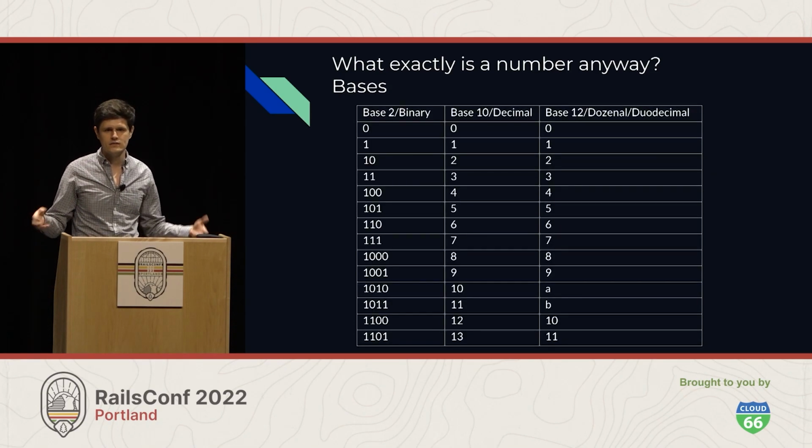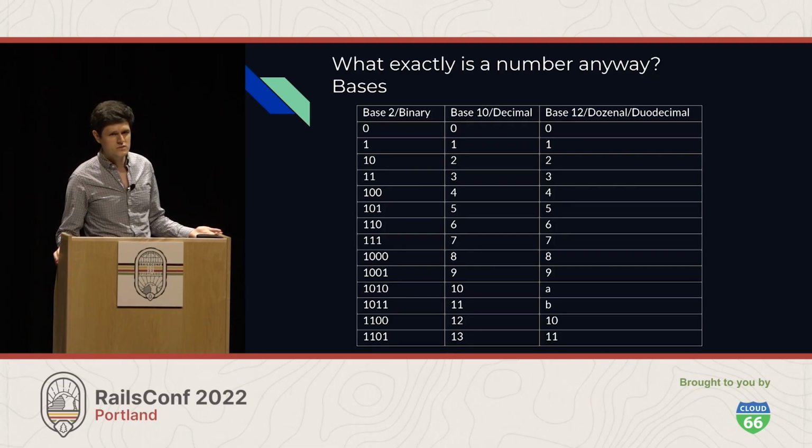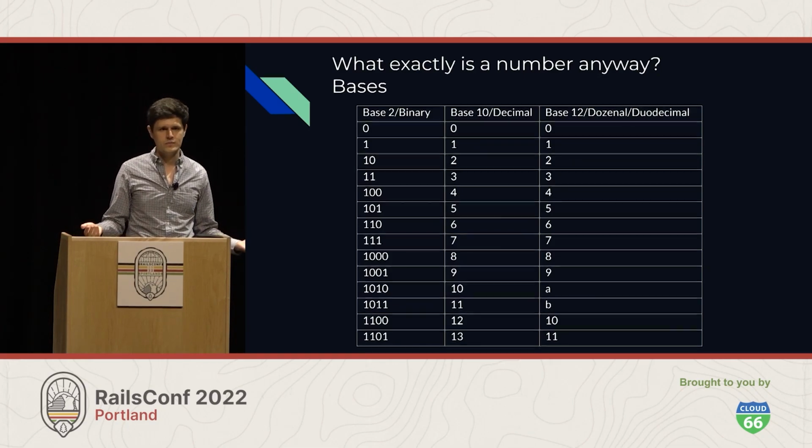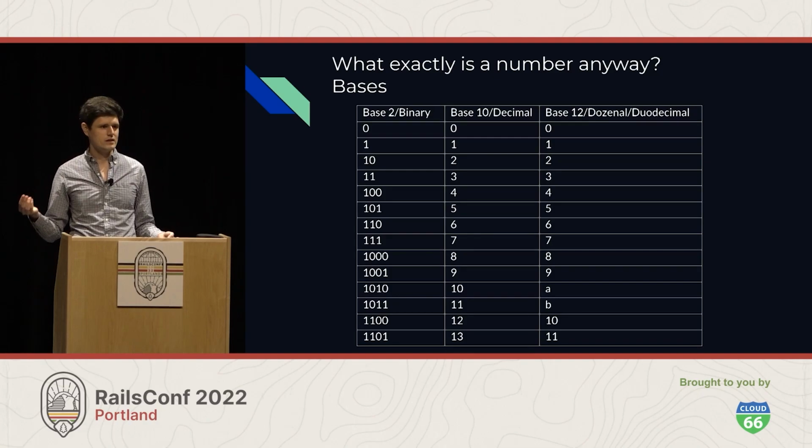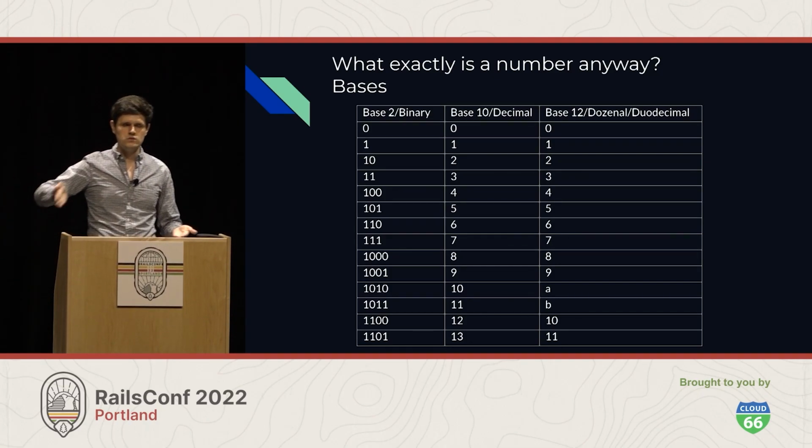We work in a base 10 or decimal system when we typically do math. But computers use binary, base 2, which is a different base. So in base 10, we have 10 different characters that we can use to represent a number, 0 through 9. And when we run out of those characters, then we have to start adding new digits.